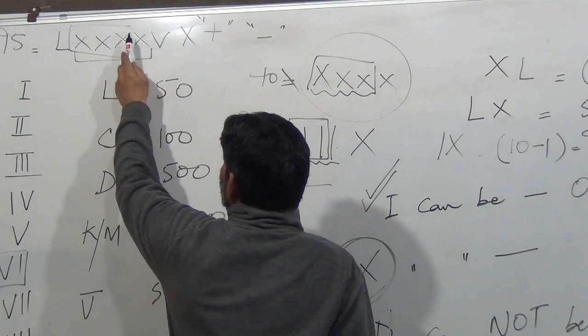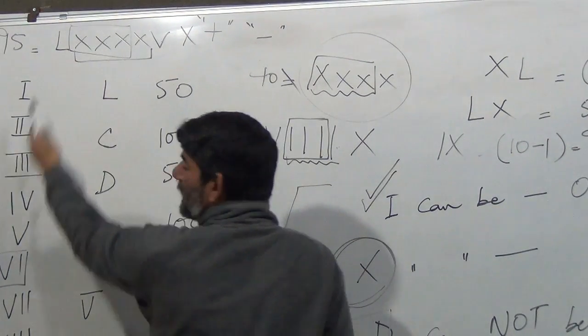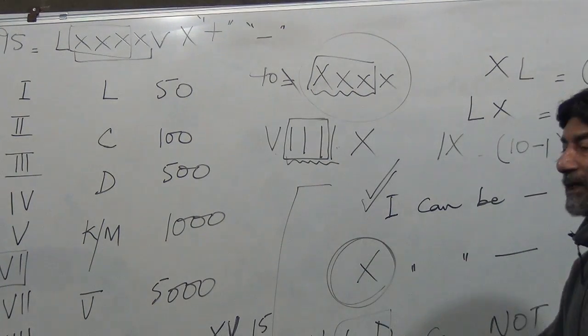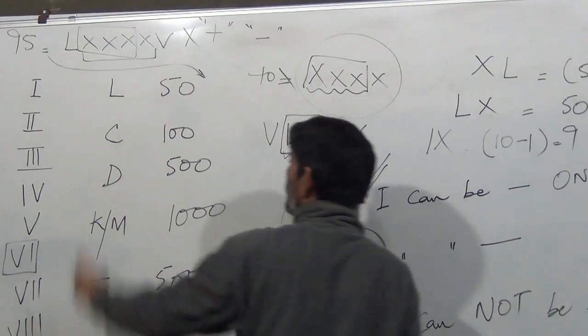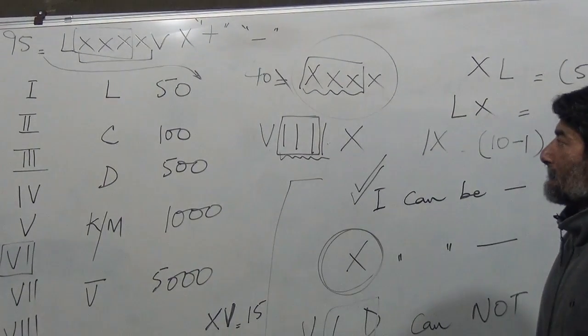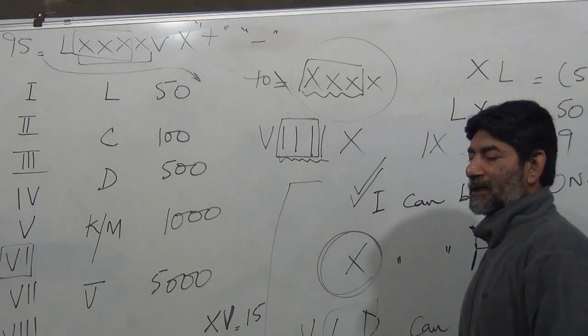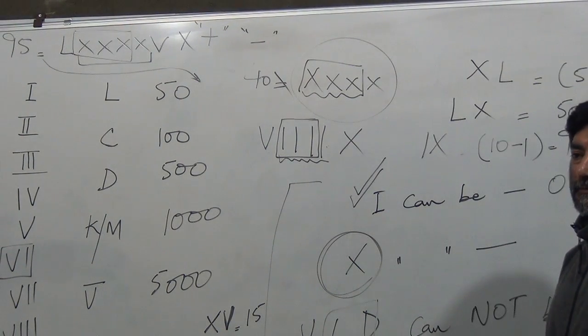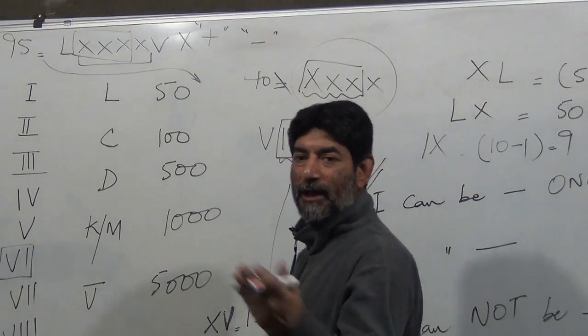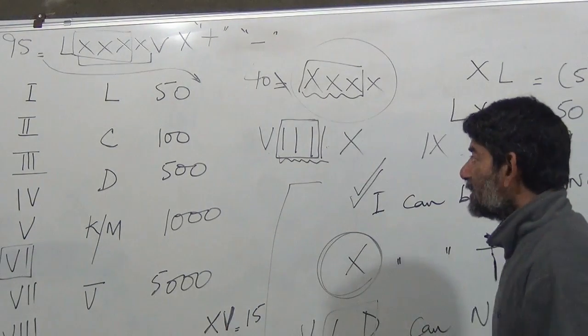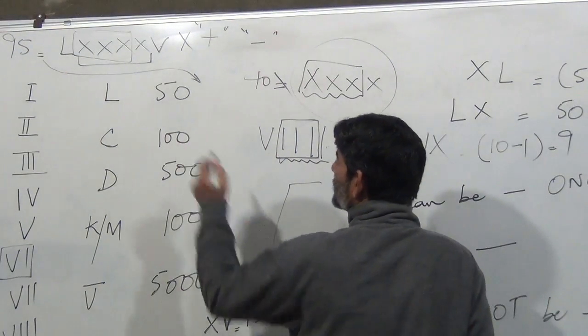50, 60, 70, 80, 95, perfectly fine, except the rule doesn't permit it. So when the rule doesn't permit it, you have to find another way to write 95. 95 is basically 100 minus 5. When the smaller number is written before the bigger number, it means subtraction. So 95, what is 100?